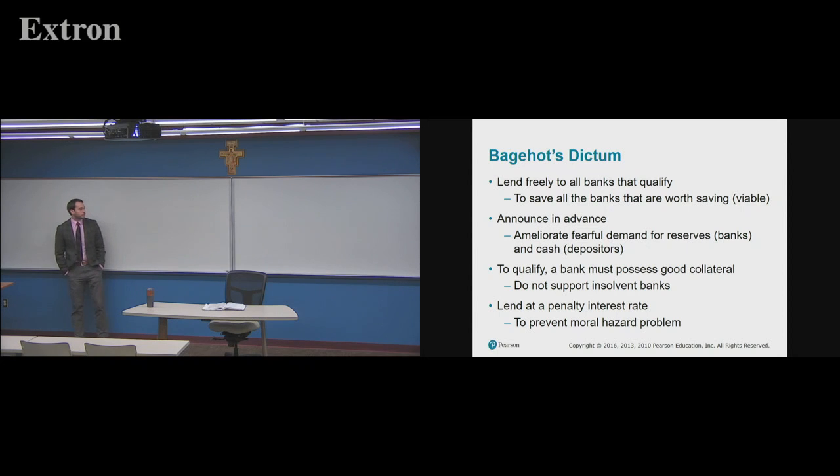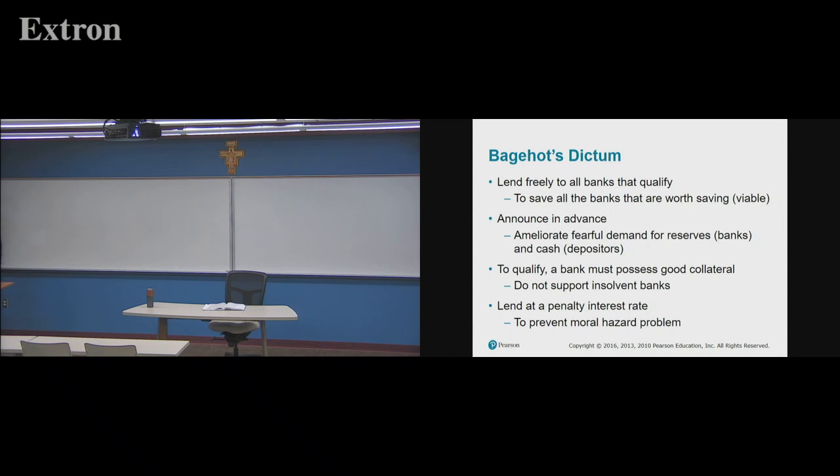So it helped prevent people in the banking system back then from drawing their reserves out of banks, and depositors from pulling their cash out of regular commercial banks. But it's important, he said, to qualify that a bank must possess good collateral. So again, we're not supporting insolvent banks. These are banks that are in bad shape because of the economy, but not because of their own, I don't know, mismanagement causing them to be insolvent.